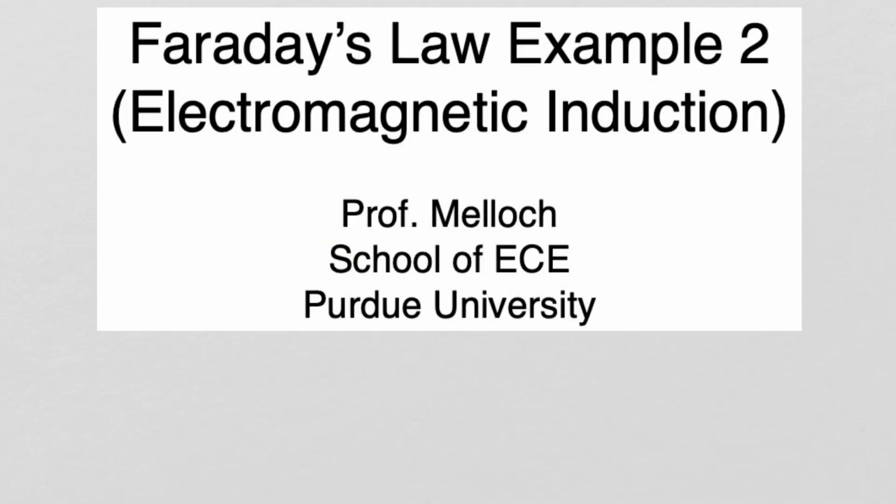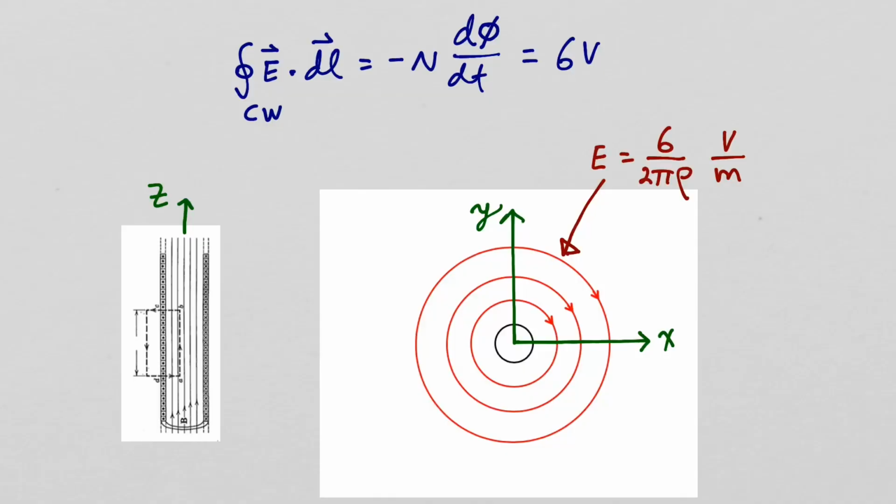In example 1, we looked at the electric field intensity generated by a current being ramped in a solenoid. Here we are going to build on that example. In example 1, we had a solenoid and we ramped the current so that there was an increasing magnetic flux in the plus Z direction. To the right here is a cross section through the solenoid.